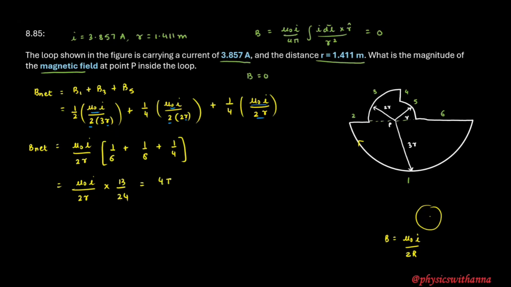Mu naught will be 4 pi times 10 to the power negative 7. I is 3.857, times 13 over 2 times R, which is 1.411, into 24. That gives you the net magnetic field to be equal to 9.298 times 10 to the power negative 7 Tesla.